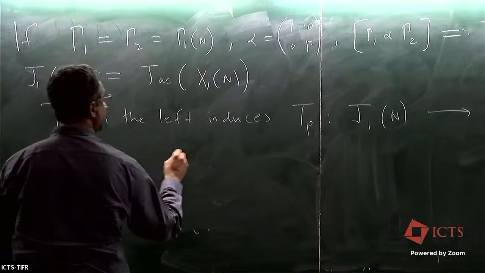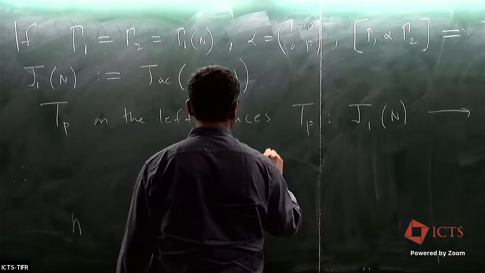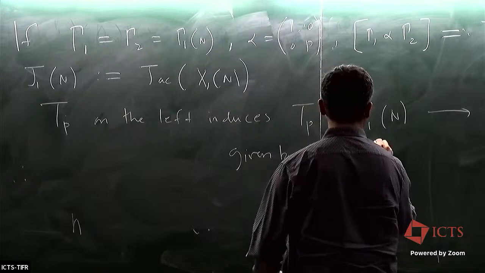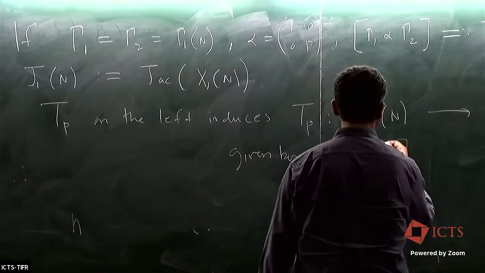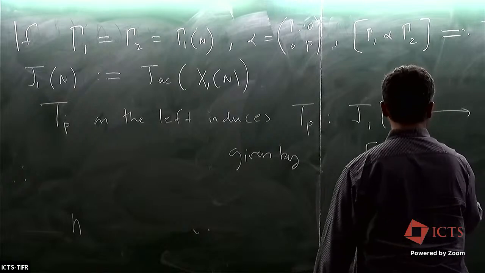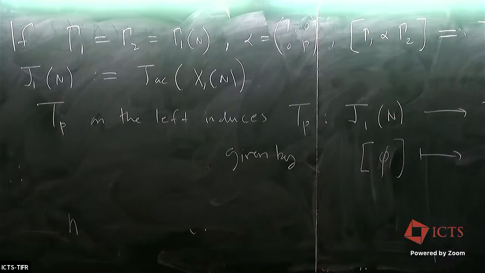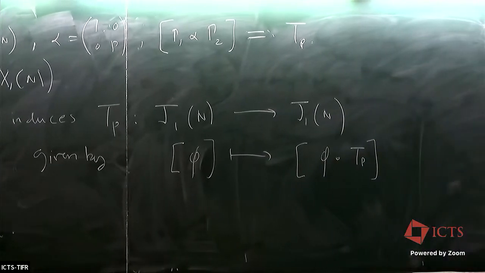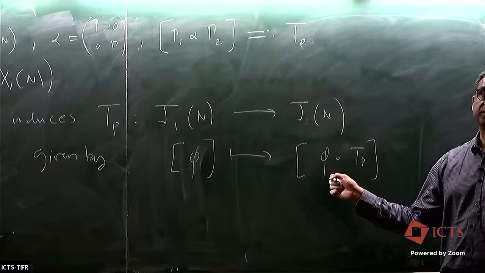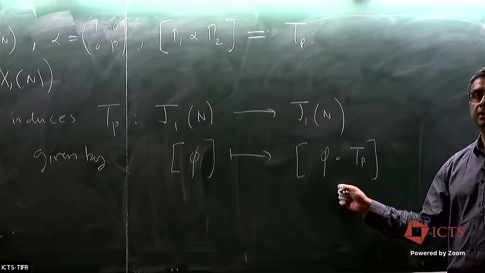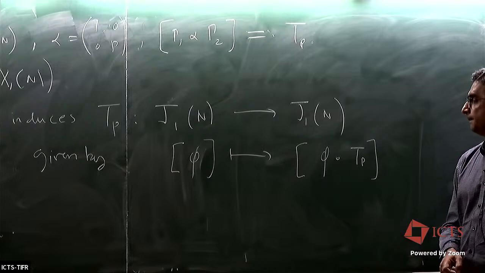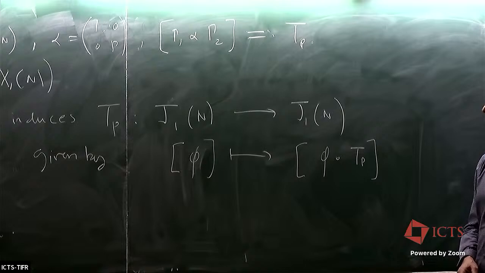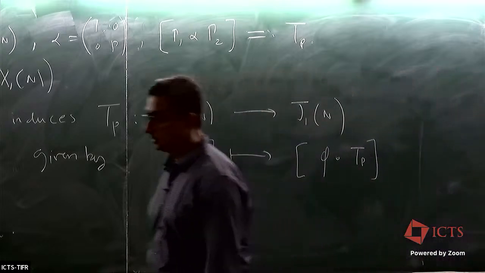Given by the obvious thing. It takes a linear form phi to precompose with TP. The phi is a map from the space of cusp forms to the complex numbers, right? It's a linear form on the space of cusp forms. You first make TP act on the space of cusp forms, and then you compose with that linear form. This will give you a linear form on S2 gamma. And the claim is that everything is well defined, etc.